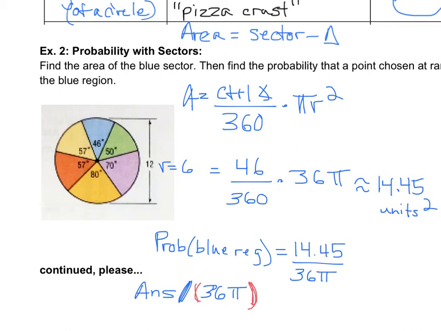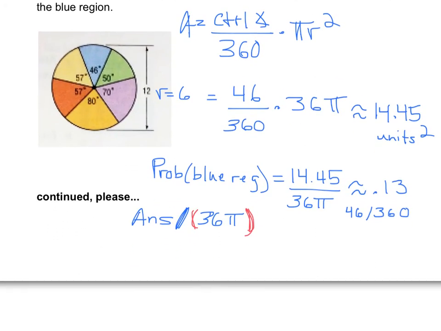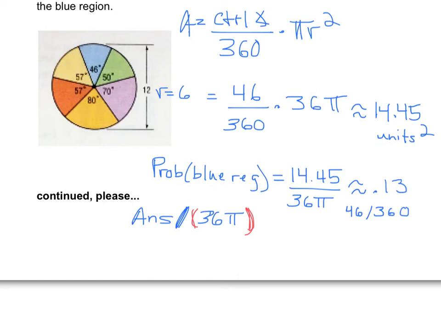What we want to do is make sure that we do that ratio, and we're going to get 0.13. And just so you know, that's also the same thing as 46 divided by 360, that 0.13. But do be aware that that simple shortcut of the central angle divided by 360 is only going to work for us in probability problems that involve sectors. It does not work for every single probability problem.